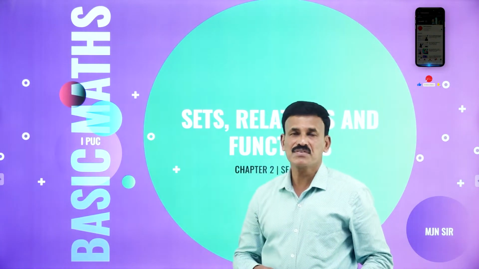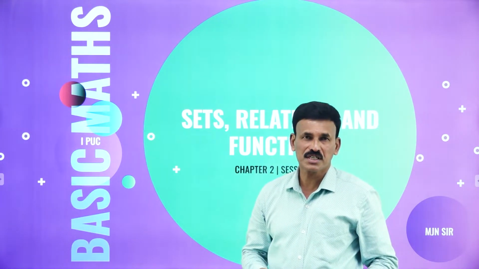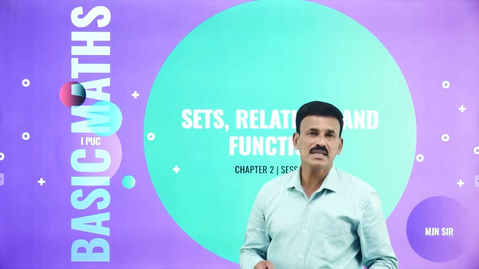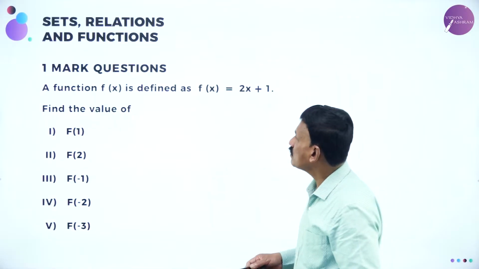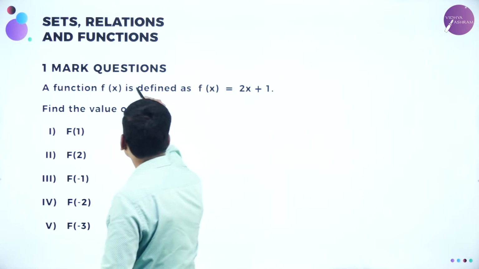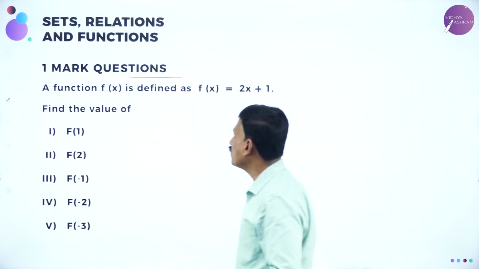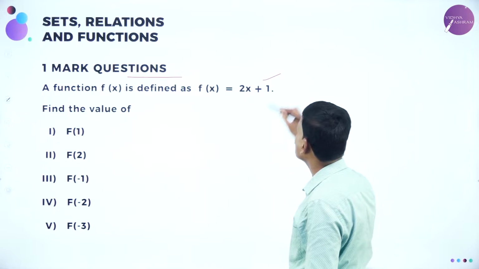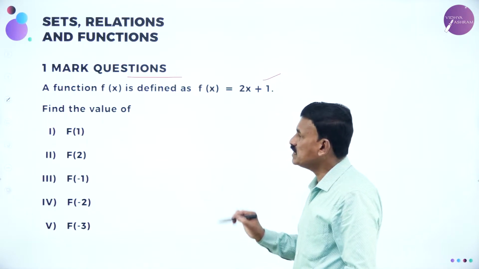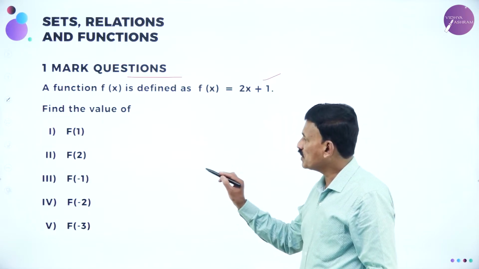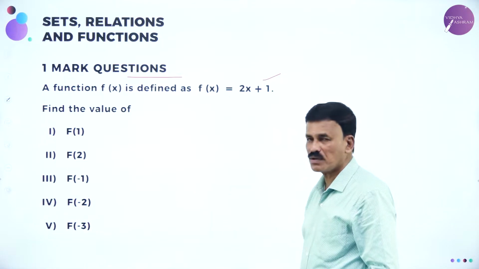Today in this session, I am going to take the problems on the last concept, that is called functions. Now in the previous class, we have discussed a function and the different types of functions. Based on that, let us discuss a few problems. Now let us come to one more question. So what is this question? A function f of x is defined as f of x is equal to 2x plus 1. Find the values of f of 1, f of 2, f of minus 1, f of minus 3.